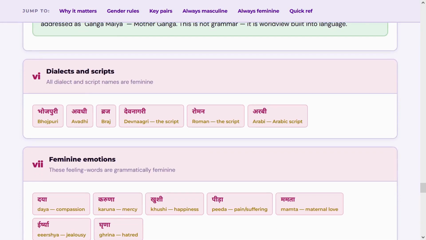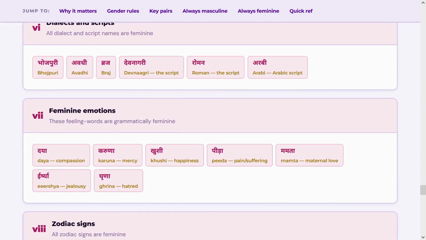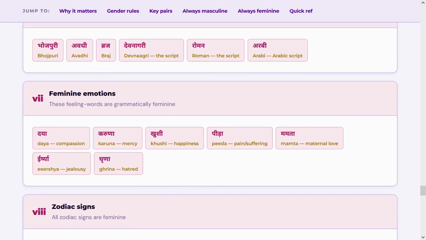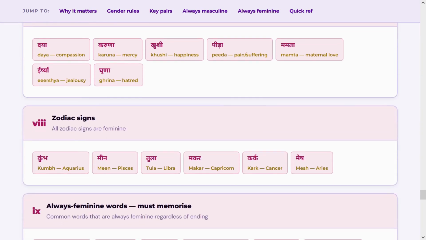Next come dialects and scripts. All dialect and script names are feminine, like Bhojpuri, Awadhi, Braj, Devanagari, Roman, Arabi. Next come feminine emotions. Daya, compassion, Karuna, mercy, Khushi, happiness, Peeda, pain or suffering. Mamta, maternal love. Irsha means jealousy. Ghrina means hatred. Zodiac signs are feminine, like Kumbh, Aquarius, Meen, Pisces, Tula, Libra, Makar, Capricorn, Kark, Cancer, Mesh, Aries.